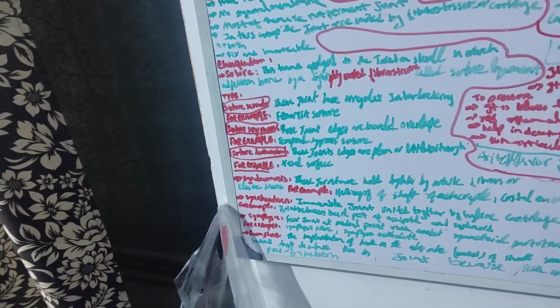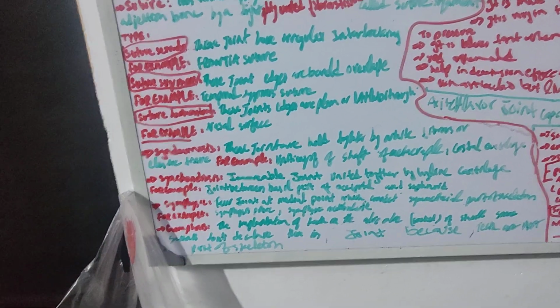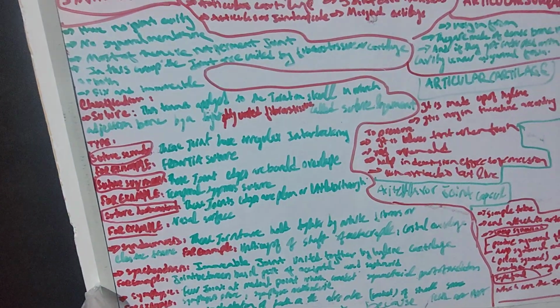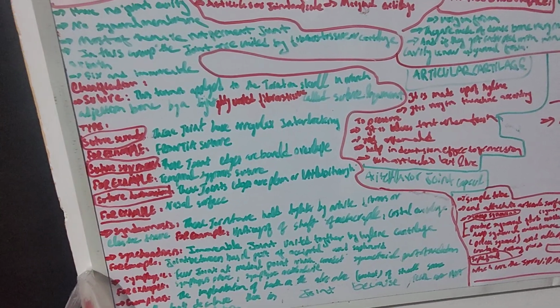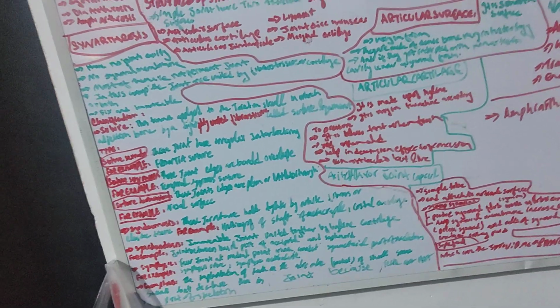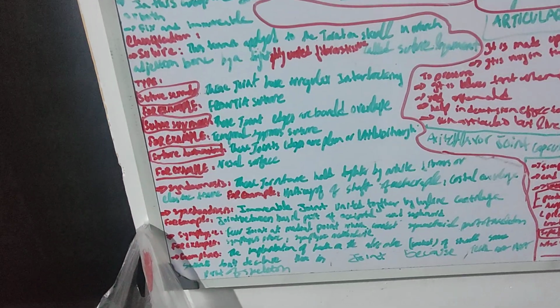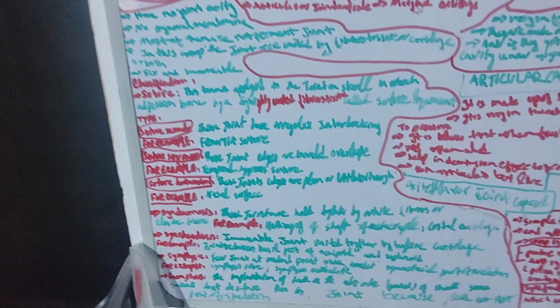Then we have syndesmosis. The joints are held together by white fibrous, elastic tissue. For example, the uniting of the shaft of metacarpals, and the costal cartilages.